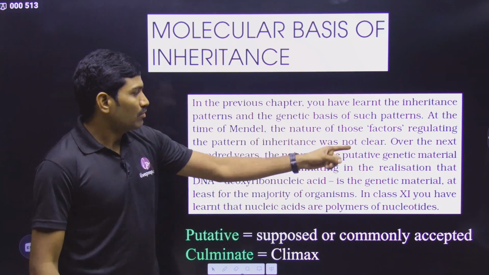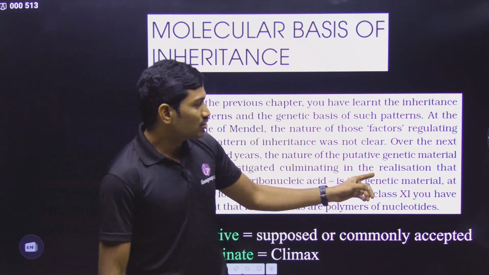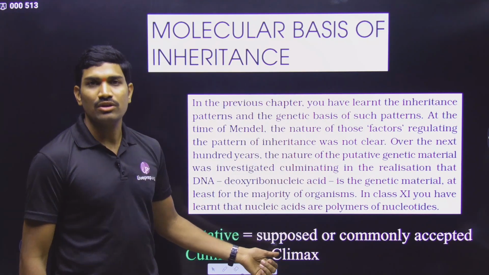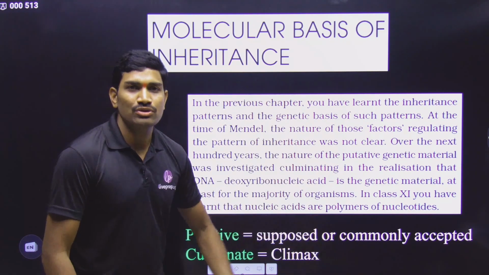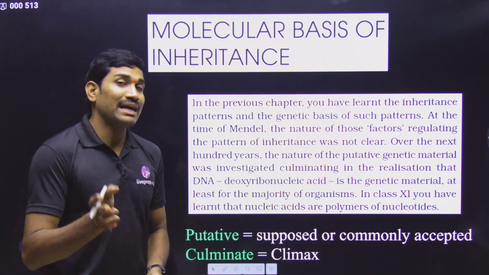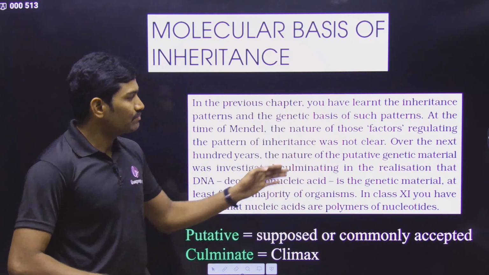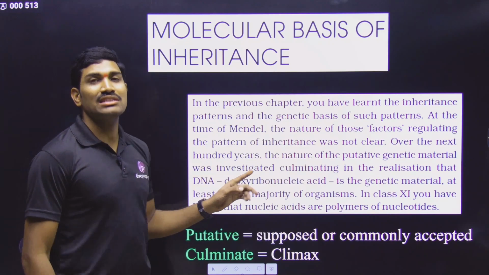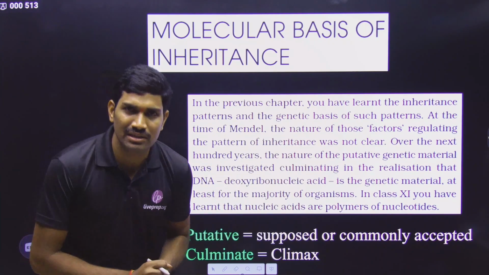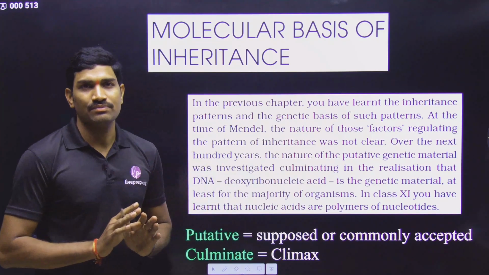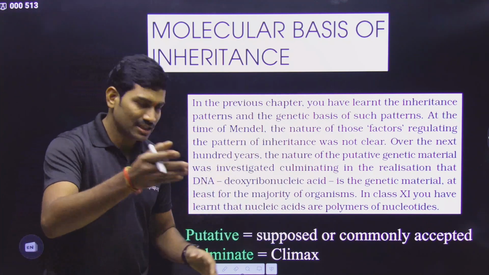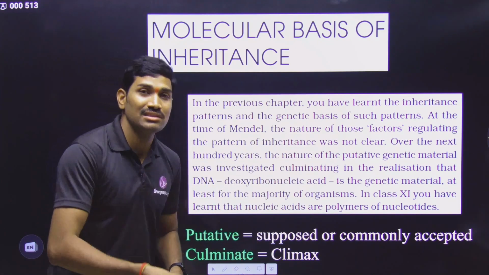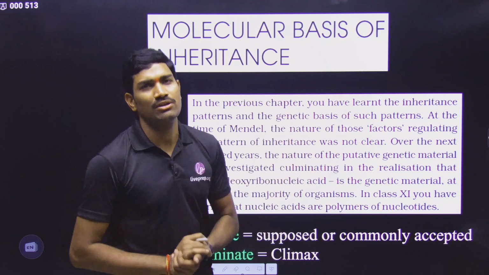So in this way, over the next 100 years, the nature of putative genetic material. What is this putative word? Here I gave the meaning: supposed or considered. Please remember, at that time they didn't know what the genetic material is, so they were considering something as a genetic material. That putative genetic material was investigated. What is the genetic material? They started investigating, so they started experiments. All the experiments we will study in this chapter itself. How scientists proved that DNA is the genetic material, everything we will study in this particular chapter.